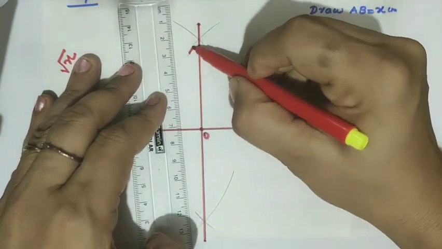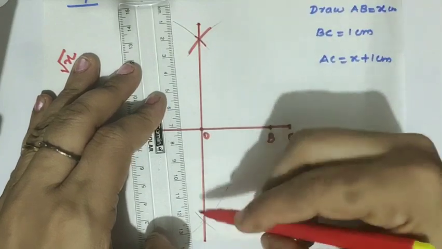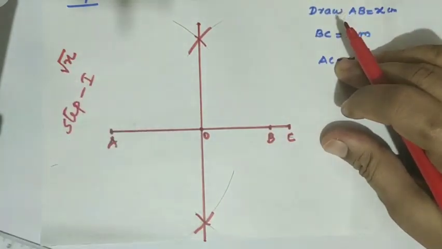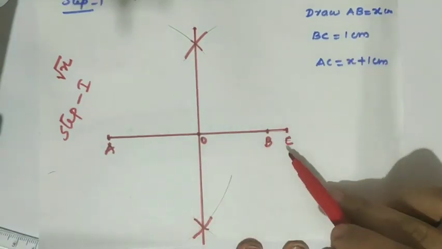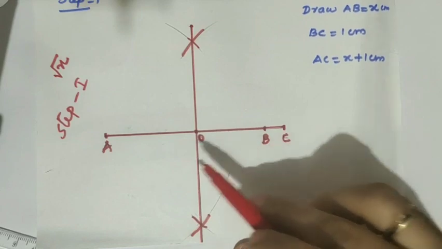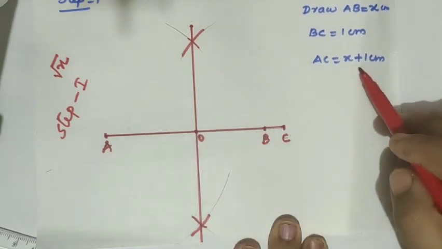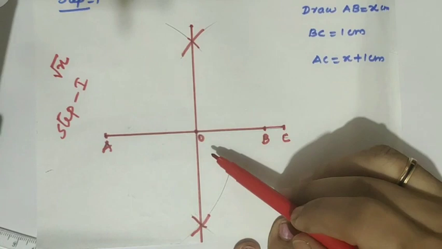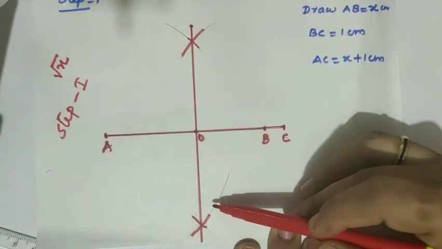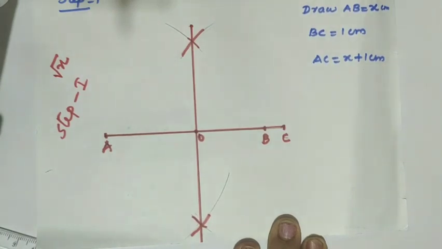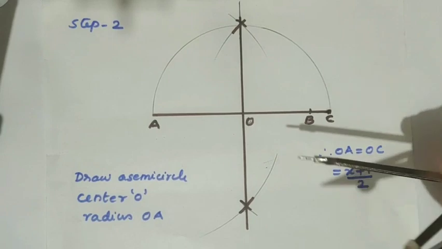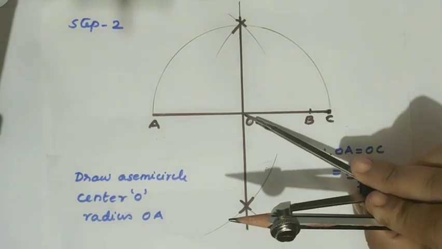For visibility, I make the arc clear here. So now you have got the first step. What we have done here: AB is x units, BC is 1 centimeter more, so total AC equals x plus 1. After that, we find the midpoint of AC by drawing the perpendicular bisector of AC, which should be marked as O. We have found the midpoint of AC, that is O.